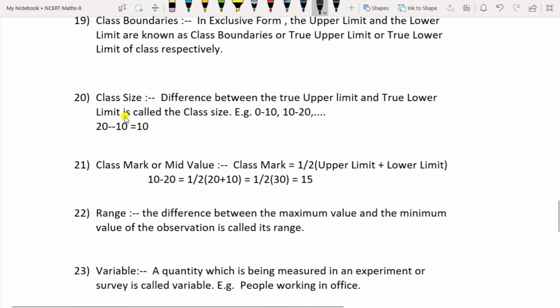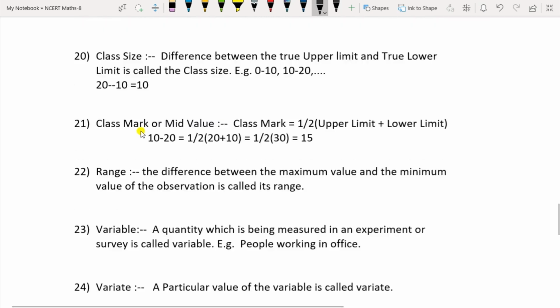Class size. The difference between the true upper limit and true lower limit is called the class size. So 10 minus 0 is 10, 20 minus 10 is 10. So that is the class size, the difference between the upper limit and the lower limit.